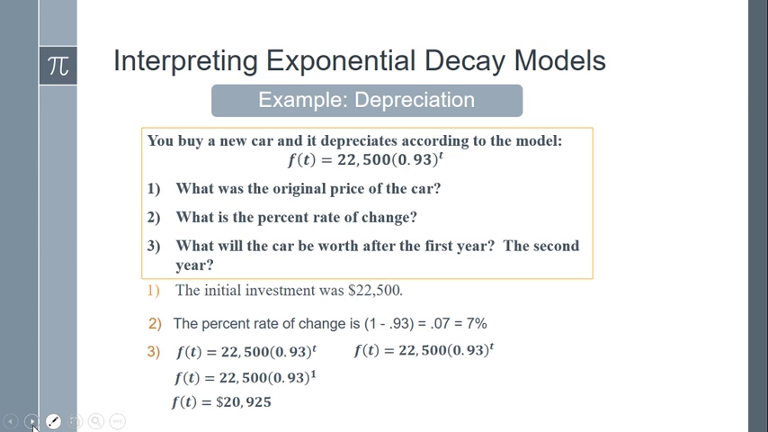For the second year, we take our exponential decay model, go ahead and let the t be 2 for 2 years. Solve this equation. Remember, we have to raise the base to the power before we multiply, following the order of operations. And we get that the car will be worth $19,460.25 after 2 years. In this case, since we're dealing with money, they always pretty much expect you to round to the nearest penny, right? So round to the last cent, 2 places after the decimal.